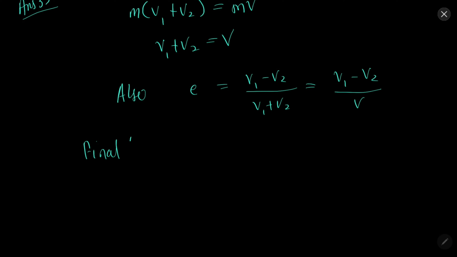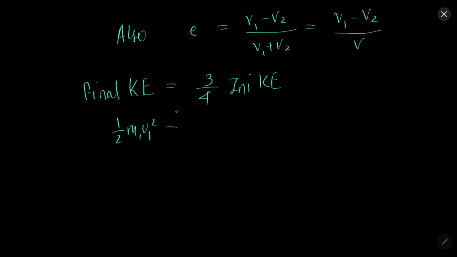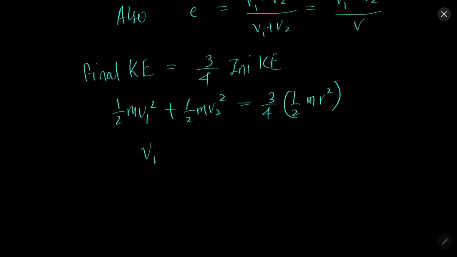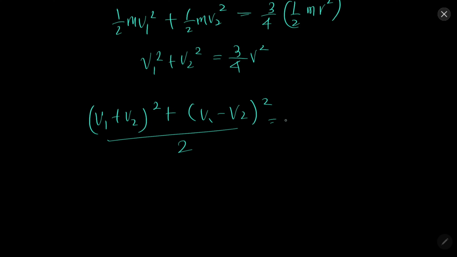Also final kinetic energy, it is given that it will be 3 by 4 of initial kinetic energy. So half m v1 square plus half m v2 square equal to 3 by 4 times half m v square. So v1 square plus v2 square equal to 3 by 4 v square. So by this we can find (v1 plus v2) whole square plus (v1 minus v2) whole square over 2 equal to 3 by 4 v square.